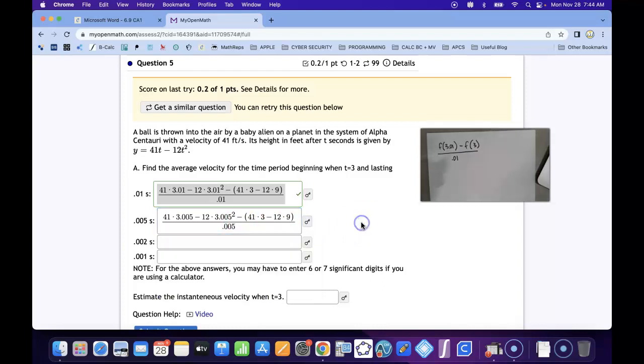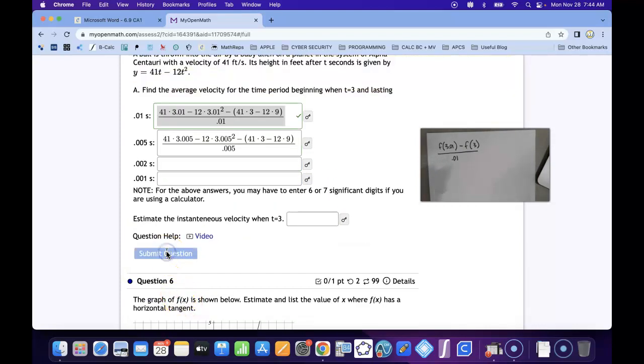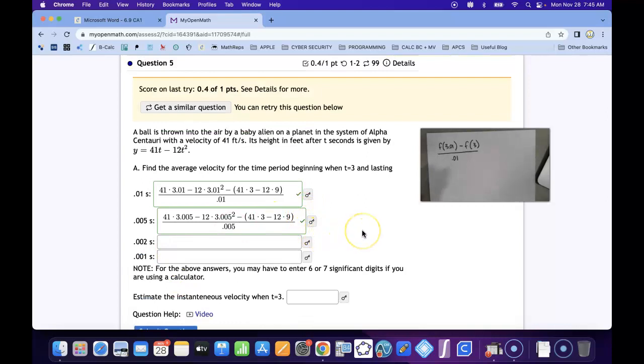I don't know what's going to happen. Let's see what happens. Yeah, so those two are both coming up correct. So this is working out okay. I've got the form down, and it's going to work out fine.